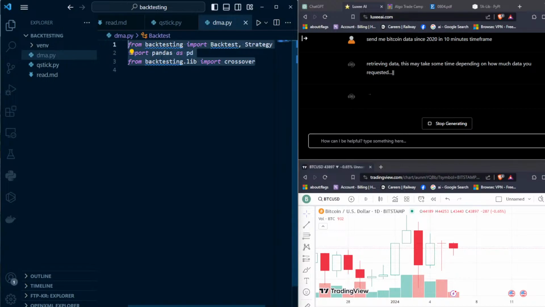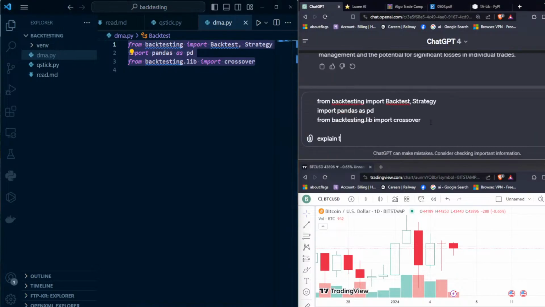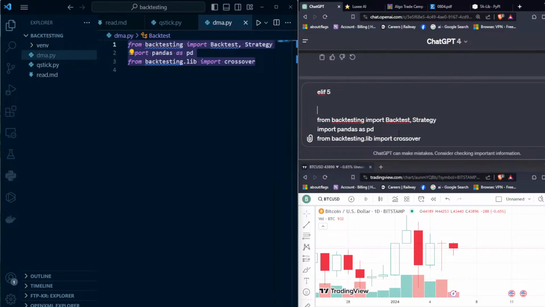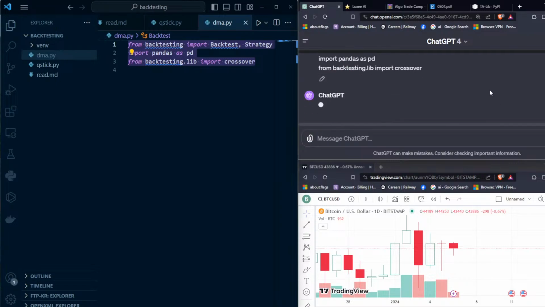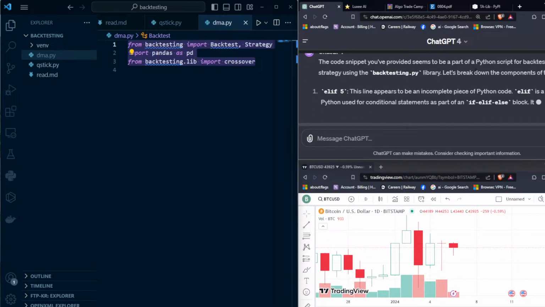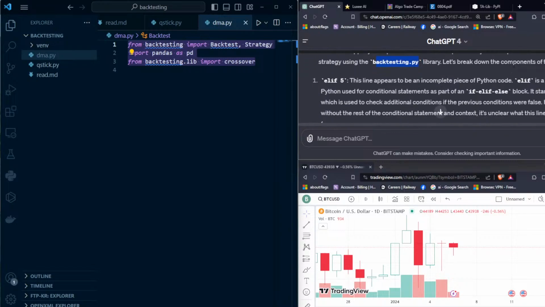But again, let's say you don't understand this that much. You will go here and be like, explain to me this. Or maybe you can say, explain like I'm 5. That's it, we will explain it. What you have provided seems to be a part of a Python script for backtesting a trading strategy using the backtesting.py library. Let's break down the components of this code.